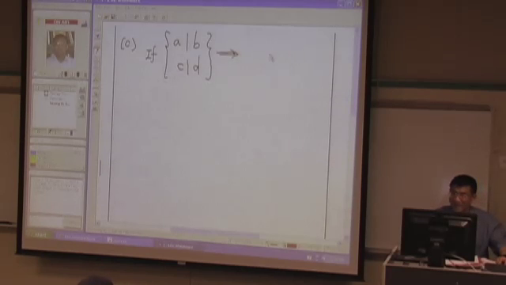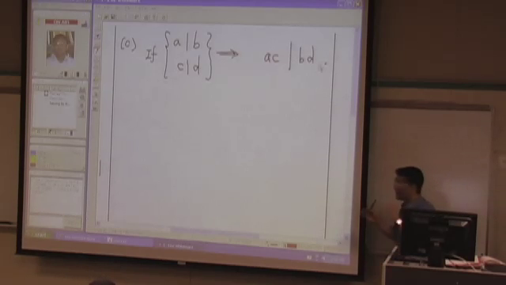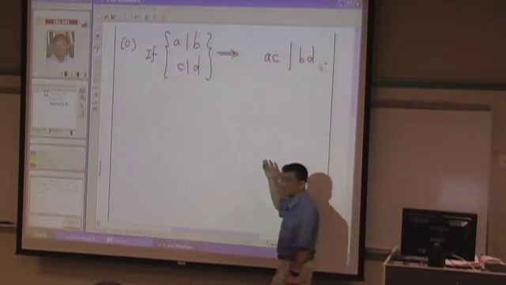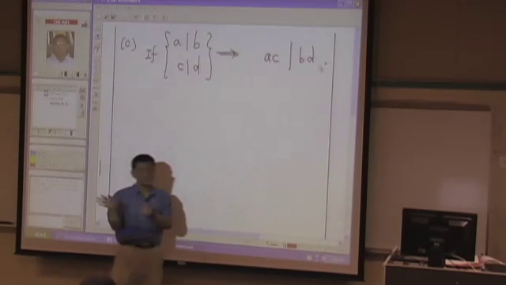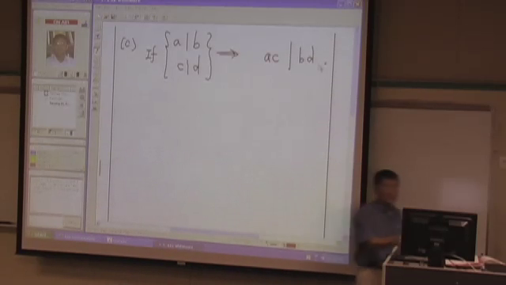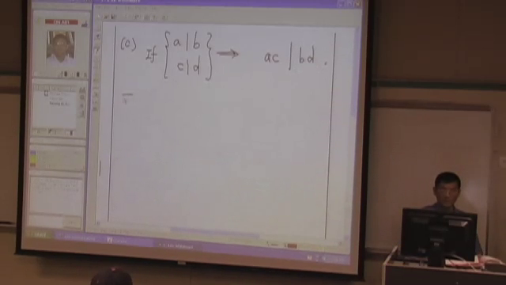The conclusion is that AC divides BD. It looks or sounds very complicated, but in reality, this is easier than the previous one, because just by routine conversion, we can prove it. So let's do it. I want to change the language from vertical bar language into equality language. Then what is it? B equals Q1 A, right? And then if we convert this, D equals what? CQ2, right?